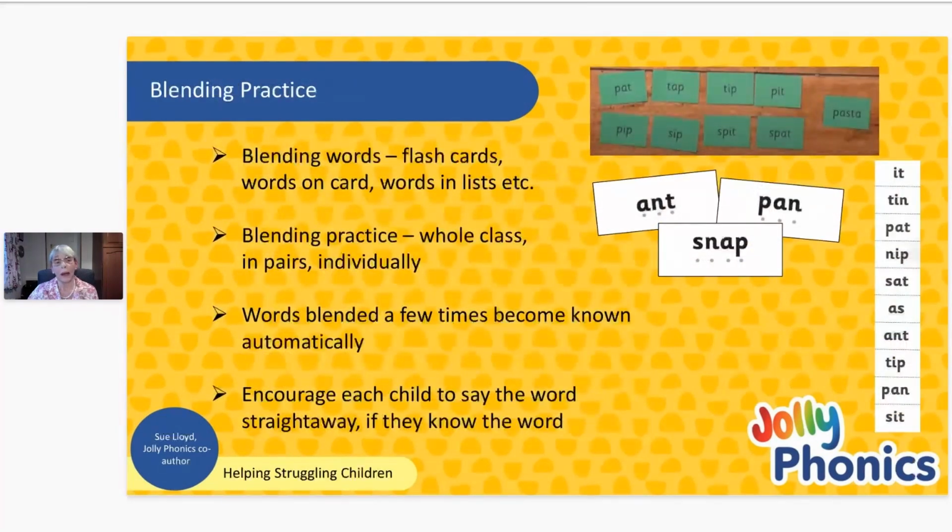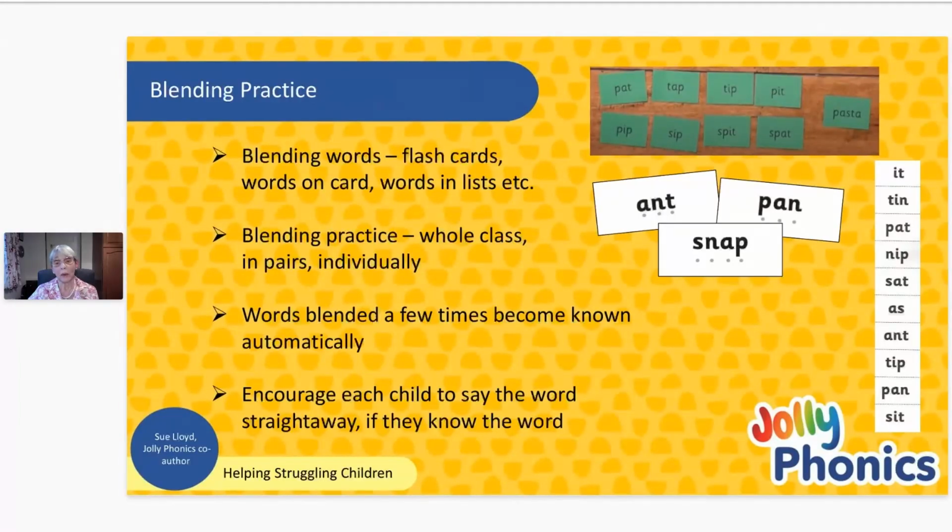And here's another way with blending. There's blending as a whole class with flashcards or on the board. But the snag with that is that the good ones call out the word rather quickly, and the weaker ones, they just sort of copy. So really you want to be quite observant to see who's not getting it, and perhaps have another session with them on their own. Or keep the others quiet and ask some of these not so good ones to do it, because once they're forced to try, they often find they can do it.